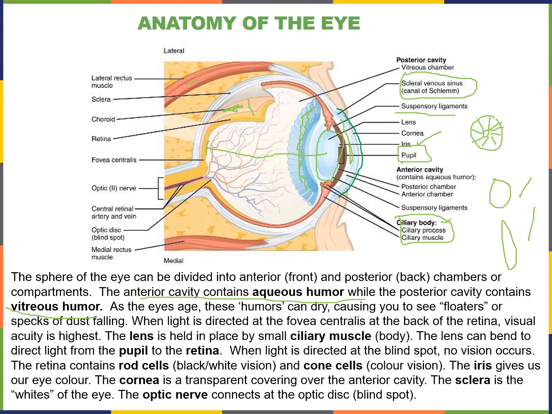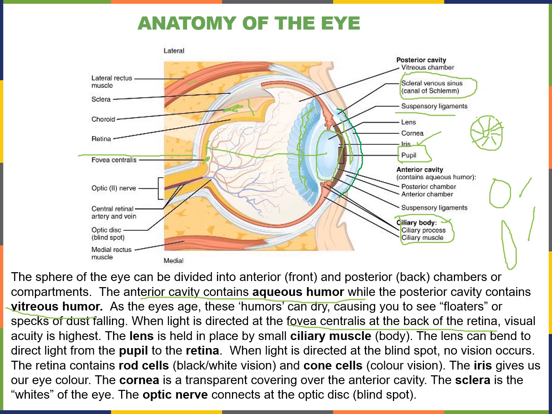As the eye ages, these humors can dry and cause you to see floaters or specks of dust falling. When light is directed at the fovea centralis at the back of the retina. Okay, that's a really important location. So here's the fovea centralis. Let's follow it. And what this is saying is, at the back of the eye, here, there's a very special area where we find a high density of cones.